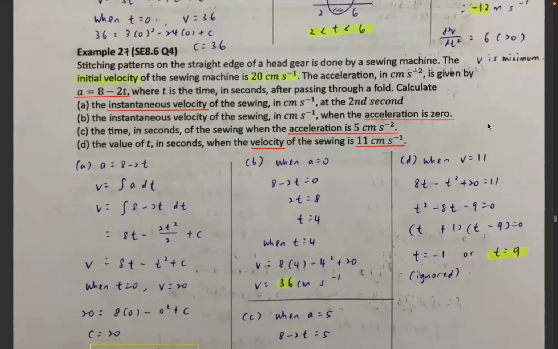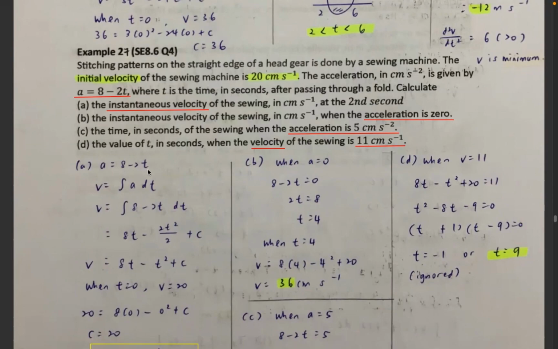Example 27. Stitching patterns on the straight edge of a headgear is done by a sewing machine. The initial velocity of the sewing machine is 20 cm per second. The acceleration is given by a equals 8 minus 2t, and then calculate the instantaneous velocity of the sewing machine at t equals 2 seconds. Okay, so we are given an acceleration function and they ask us for velocity. So we have to firstly do integration to get the velocity function.